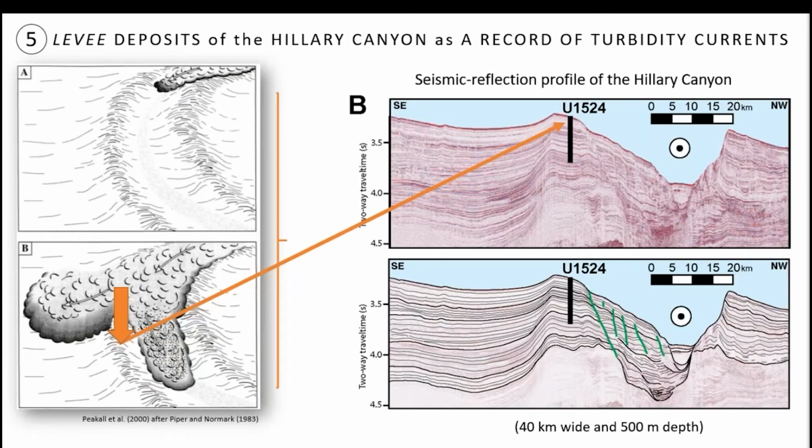Now, if you remember from a previous slide, the turbulent plume would spill suspended sediment over the channel, sediment that will be deposited on the levees and recording this process. So this is what we are proposing for 1524.